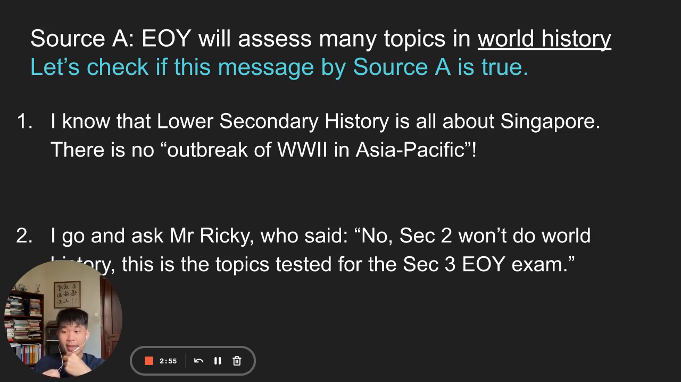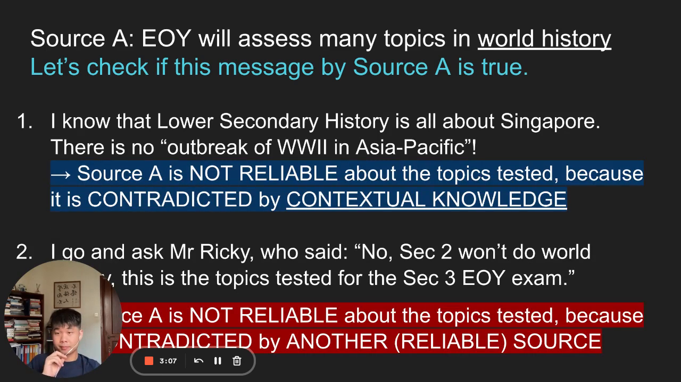In other words, actually, what you have done when acting on your gut feeling that your exam can't be so bizarre is you have checked the reliability of the source. In the first statement, your knowledge about lower secondary history being about Singapore, you have checked the reliability of source A by using your contextual knowledge. Your contextual knowledge contradicts the source, and therefore you find that the source is not reliable.